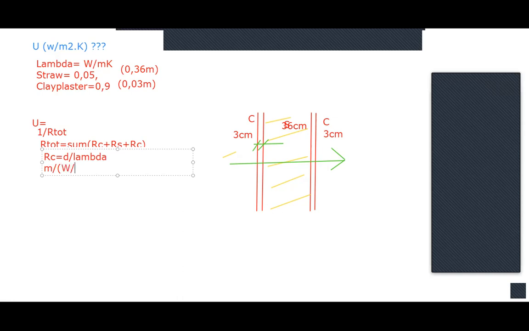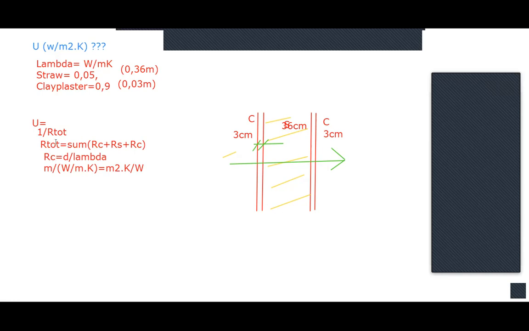What divided by... So what's the D standing for? The distance. This is 3 centimeters and 36 centimeters. Okay, the distance. So at the end, the resistance should be the reciprocal value of what we have above. So it is meter square times Kelvin divided by watts. If you follow, this is the unit of R.